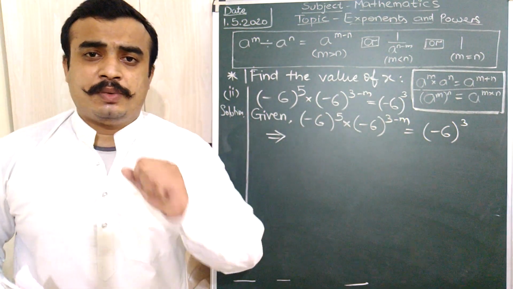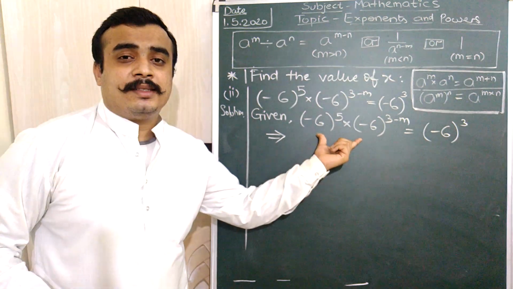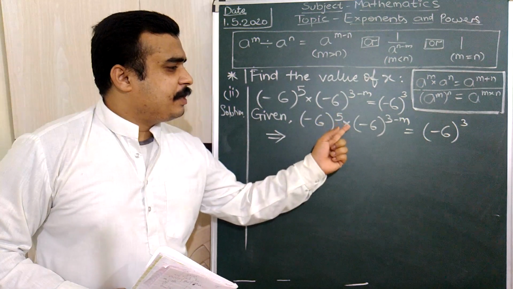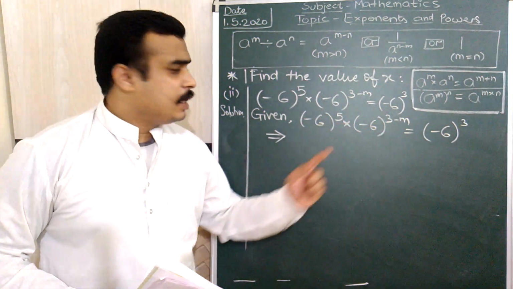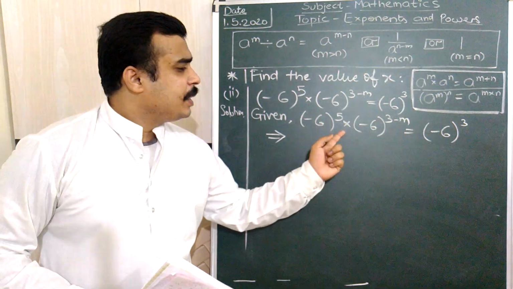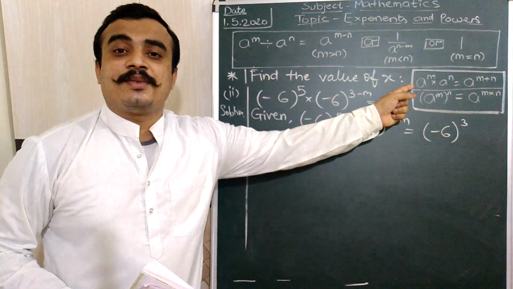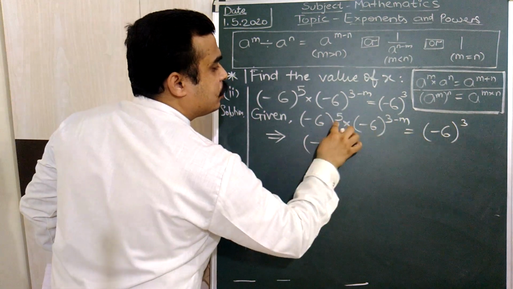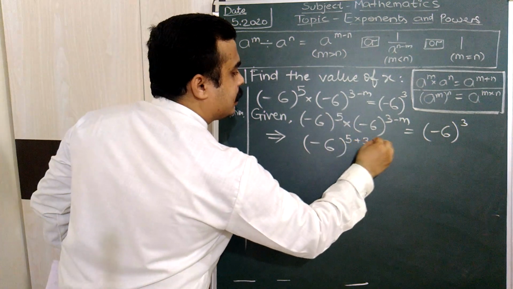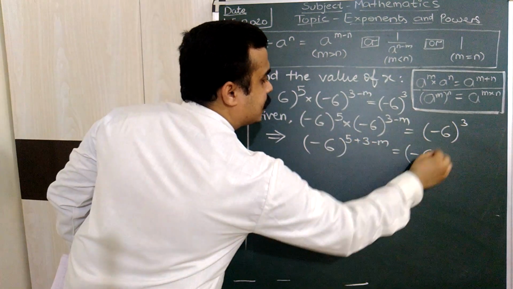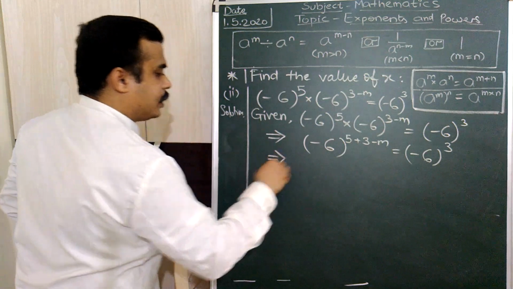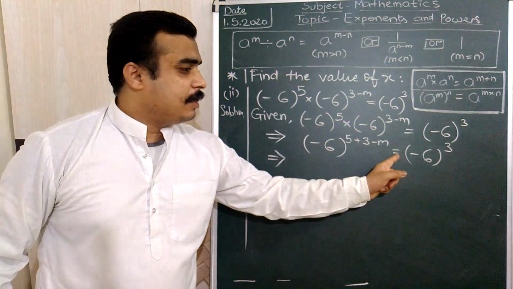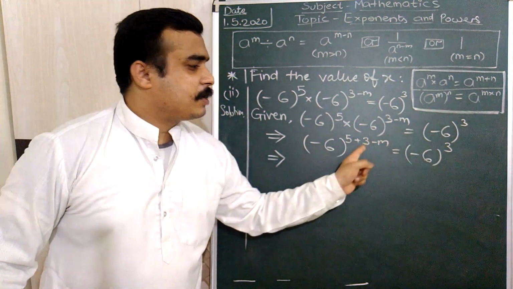So here we have to use some law. Now let's understand the pattern. Minus 6 raised to the power 5 into minus 6 raised to the power 3 minus m. Here we have the same bases. Into is there, that means the first law. So based on that we will add the powers. 5 plus 3 minus m is equal to minus 6 as it is. Now here we have the same bases. Equal to is there, that means powers must be equal.